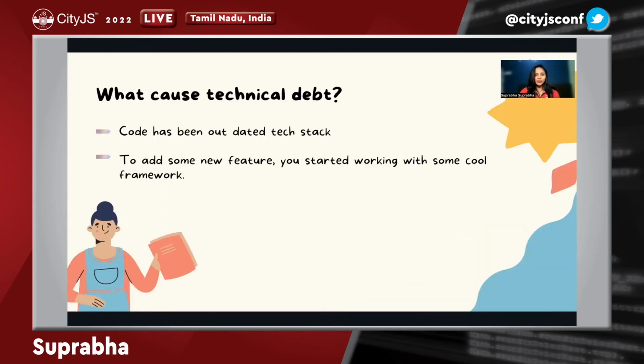Let's see what actually causes it. Initially, the code has an outdated tech stack. We already discussed the tech stack part. Adding a new feature, you started working with some cool framework. Let me share one more experience here. A long time back, I was working with a team, and they were using a jQuery project. I also started using jQuery. It was really cool, and I worked on it for about a year.